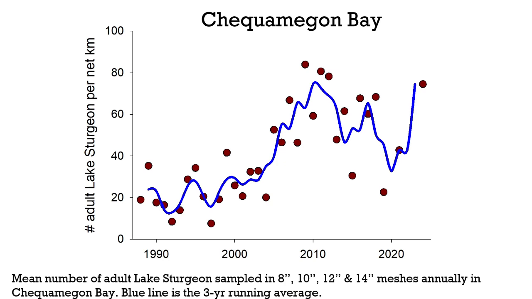And this survey, I should have mentioned, is run by the Wisconsin DNR, and it has 8, 10, 12, and 14-inch mesh. So this is strictly sampling adult fish in the bay.